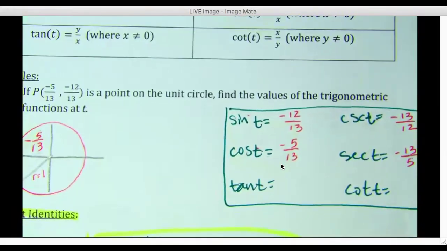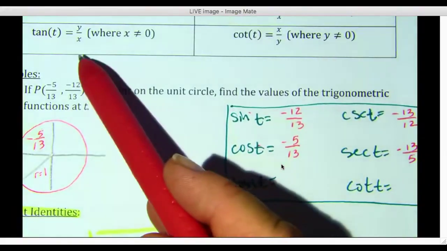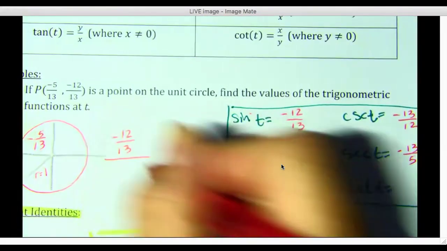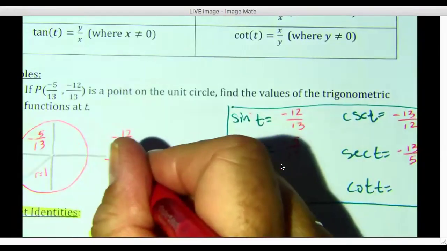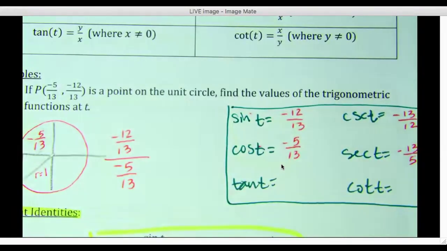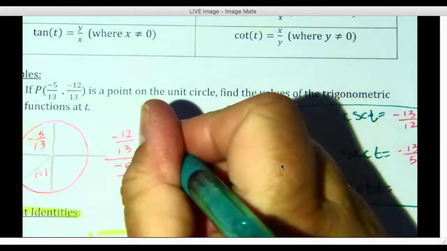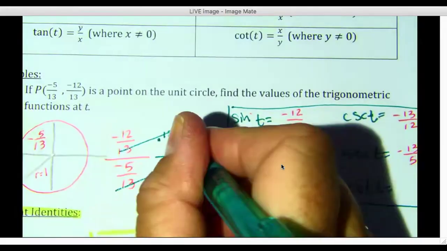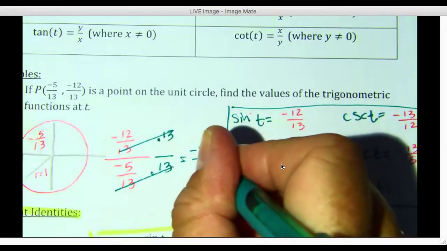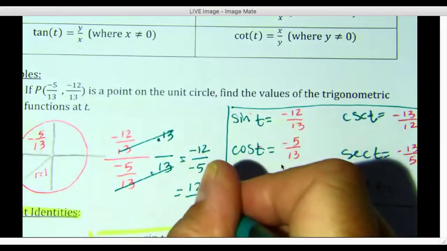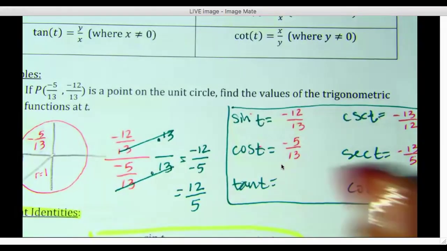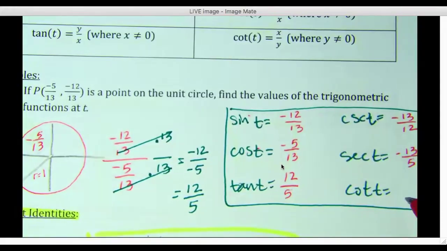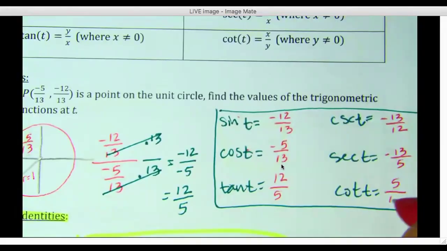Now remember tangent and cotangent. Tangent is y over x. We can see that right here. So my y value is negative 12 over 13 over my x value, negative 5 over 13. I can multiply by 13 over 13, and that's just multiplying by 1. Then my denominators reduce, and I have negative 12 over negative 5, which is positive 12 over 5. So that tells me the value for tangent, 12 over 5. And cotangent is the reciprocal of that, so 5 over 12.